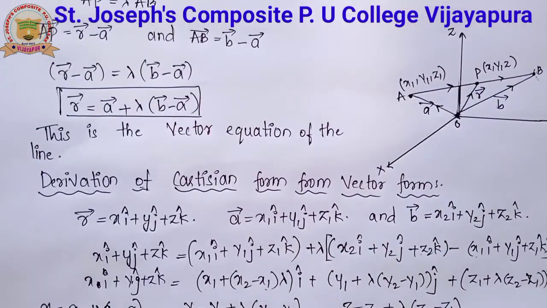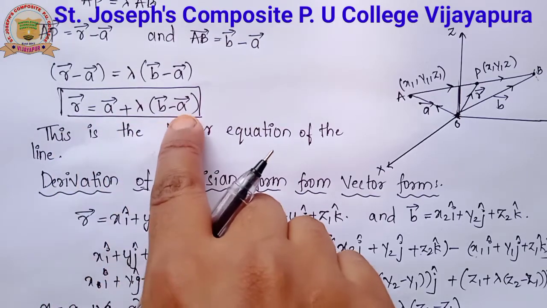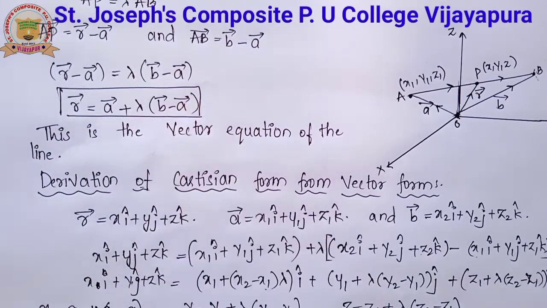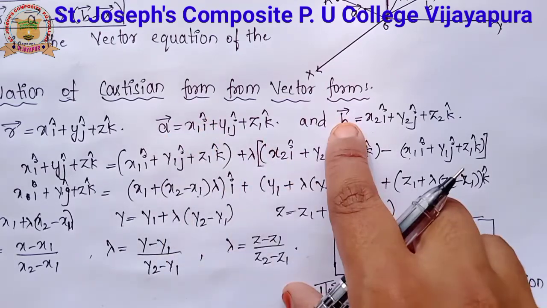This is the vector equation of the line: r is equal to a plus lambda times (b vector minus a vector). And this is the equation of the line passing through two given points, that is vector A and vector B.